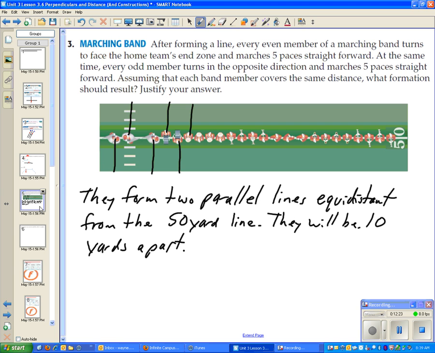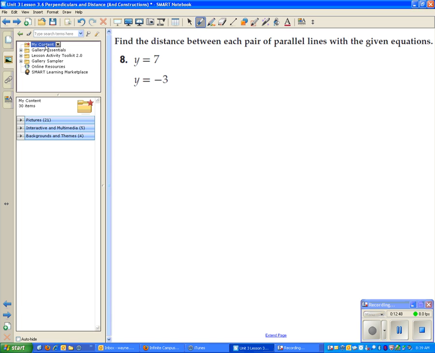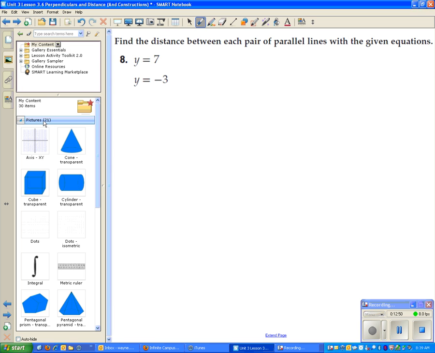All right. Now, number 8. Find the distance between each pair of parallel lines with the given equations. Now, the book does a lot of these. We're only going to do the simple ones. We're only going to do horizontal lines and vertical lines. So, with horizontal lines, by the way, how do I know these are horizontal lines?